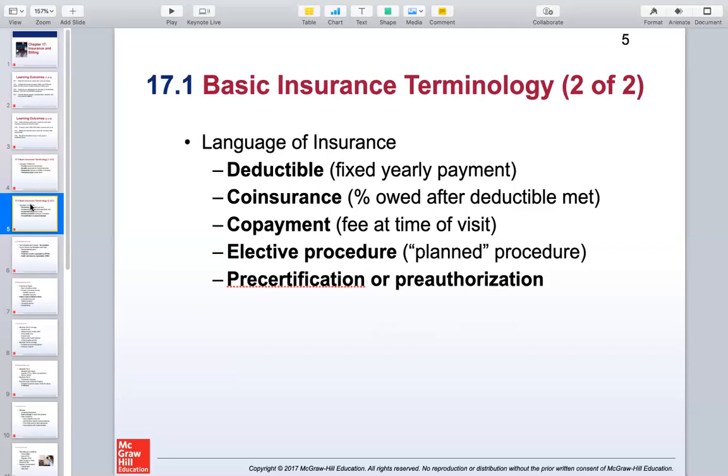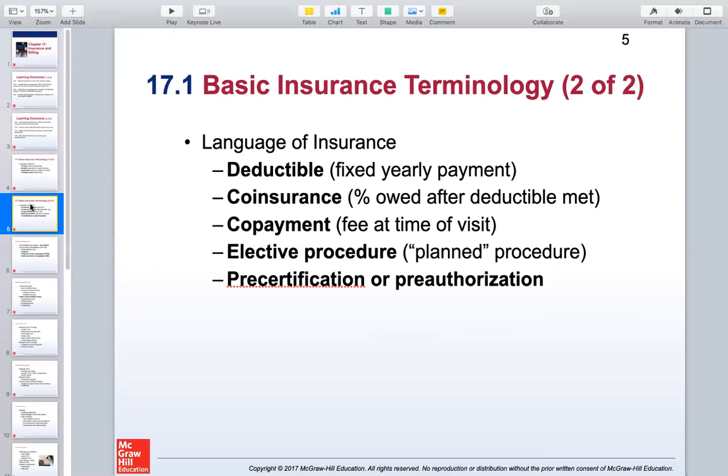Okay, so a deductible is just a fixed yearly payment. Once that's been met, then typically all they have to do is pay for their copay. But when they do have a deductible, depending on how much that fixed dollar amount is, all of that has to come out of the patient's pocket until that deductible amount is met.